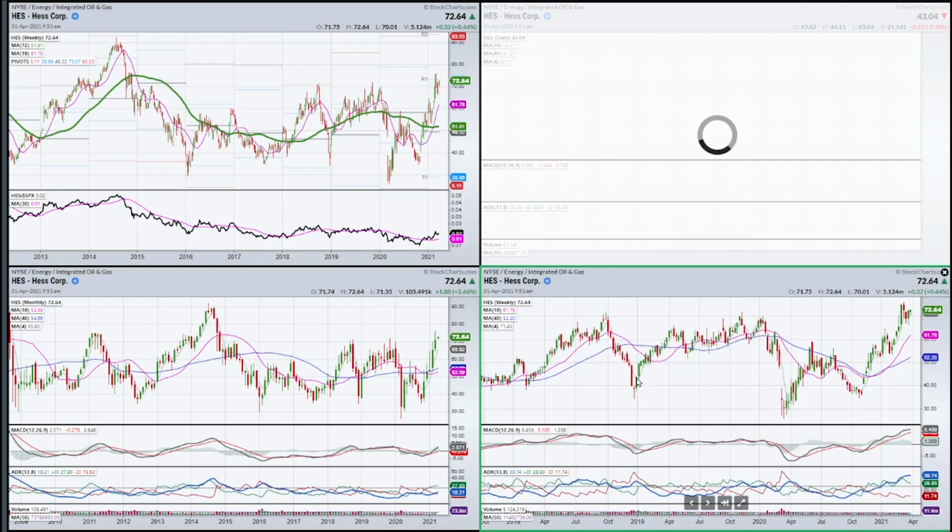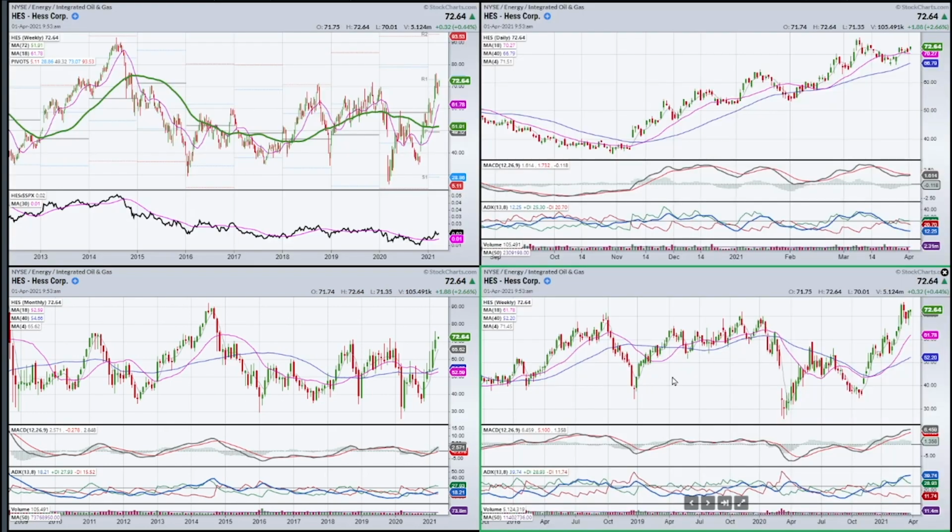Surprisingly, now I'm looking at an energy stock, and the reason why I say surprising is that these things were sort of left for dead not 6 months ago, and now we're starting to see a lot of improvement in the overall patterns taking place.